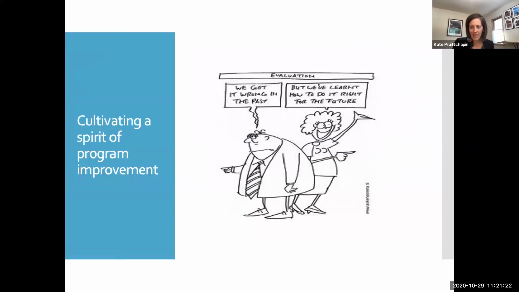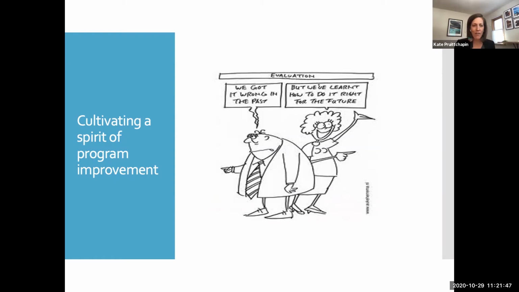while we go to this next goofy slide here. So the guy with no pants on here, looks like he has no pants on. He says, you know, we've got it wrong in the past. And then the lady with the really perky eyes says, yes, but we learn how to do it right for the future. So that's really the spirit of evaluation and program improvement.